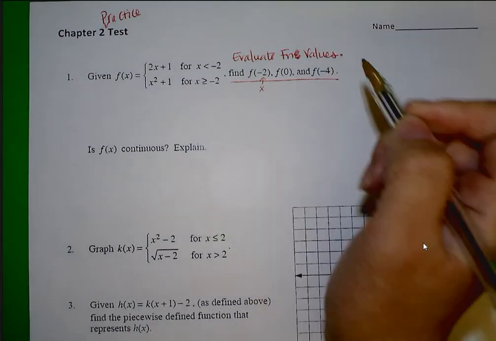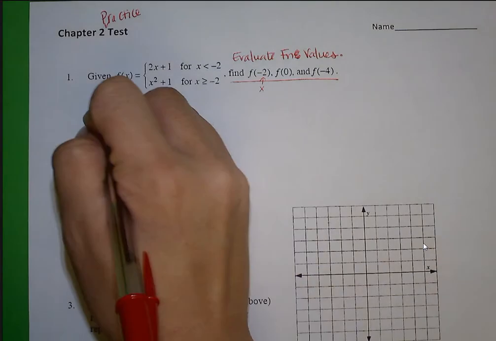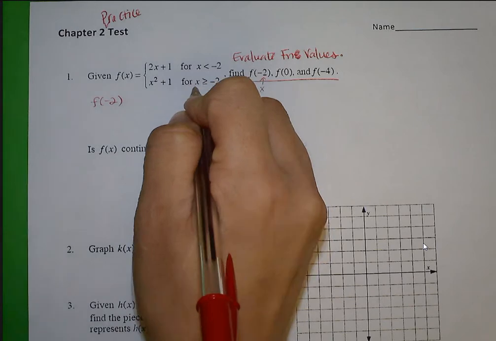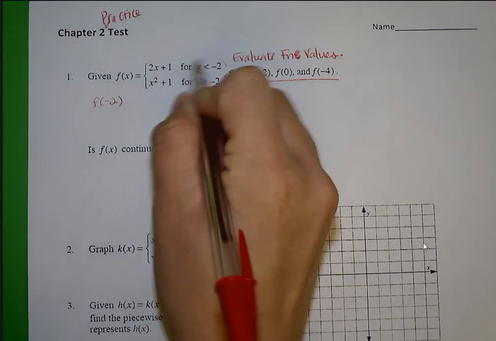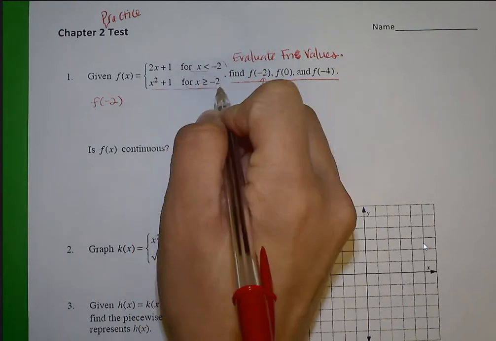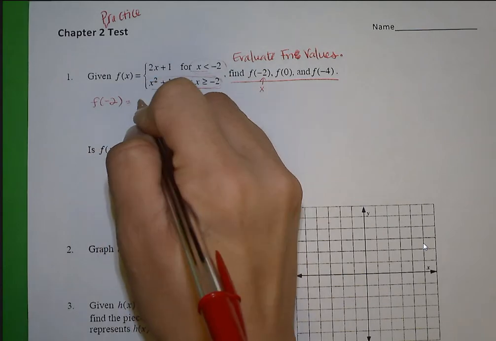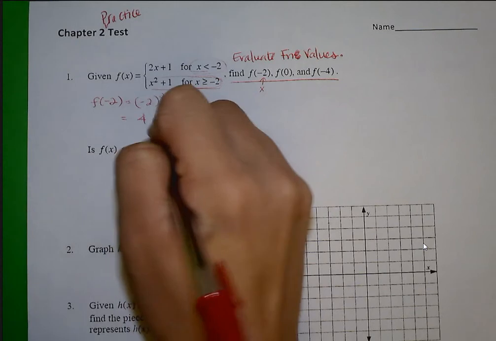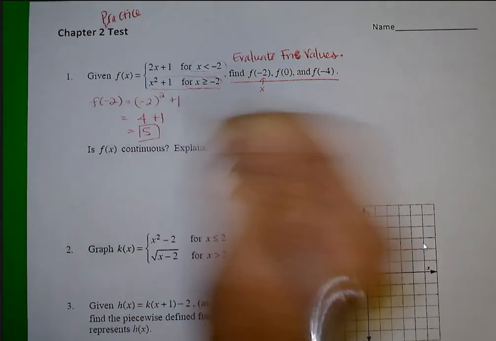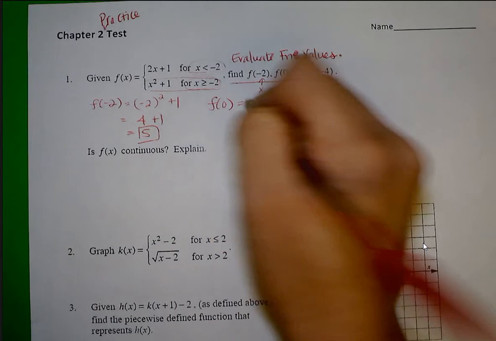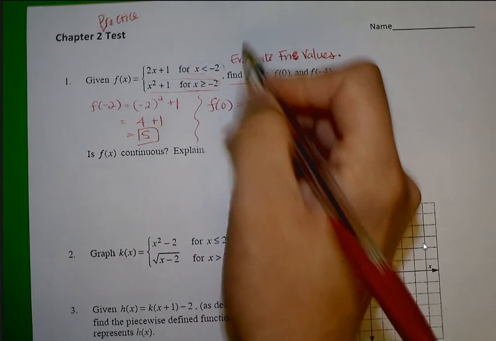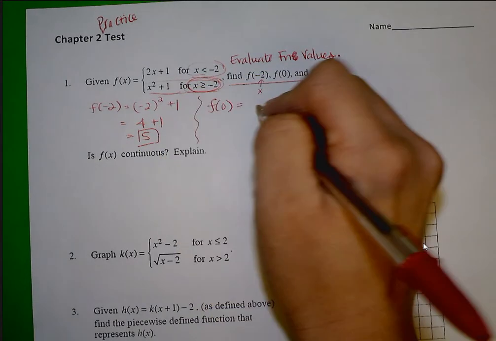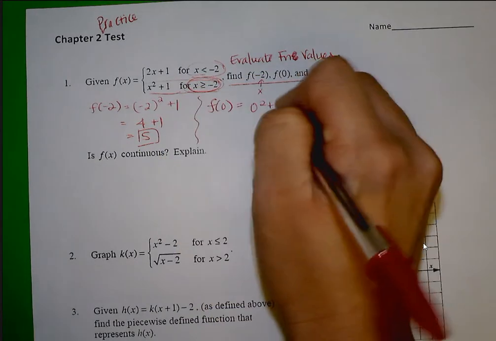So let's see, f of negative 2. When x equals negative 2, is that less than negative 2 or greater than or equal to negative 2? It fits this category, so I'm going to plug it into here. Negative 2 squared plus 1, which is 4 plus 1, which equals 5. F of 0: 0 is greater than or equal to negative 2, so it still uses the bottom piece. So 0 squared plus 1 is 0 plus 1, which is 1.